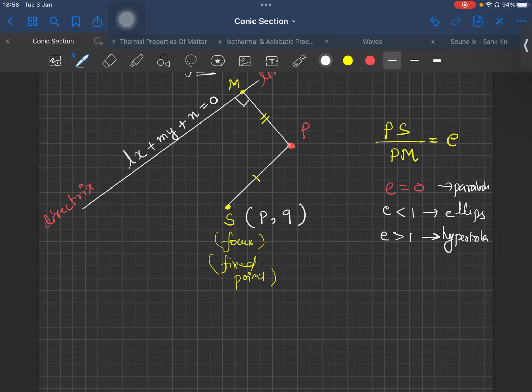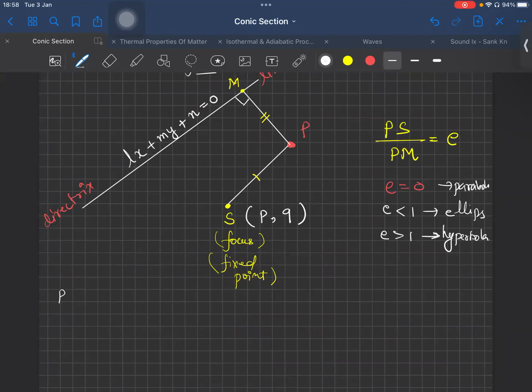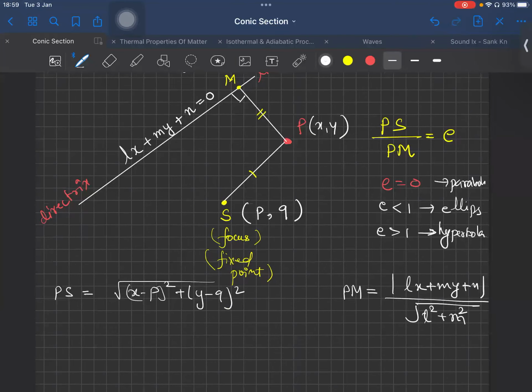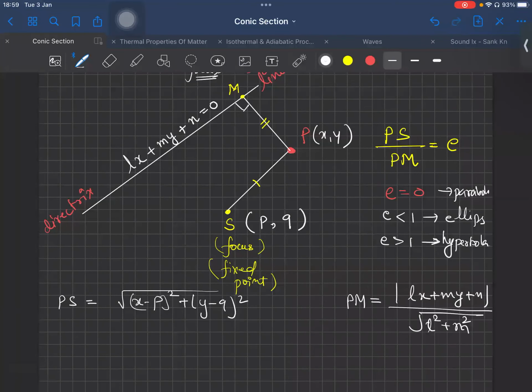So how can we find PS using the distance formula? PS is some (x, y), we don't know, right? Because it is moving in space. So PS will be equal to the square root of (x minus p) whole square plus (y minus q) whole square, right? And PM will be equal to modulus of Lx plus my plus n, whole divided by the square root of L square plus m square. We have studied that in straight line because PM is perpendicular. So this is the distance of the perpendicular, right?